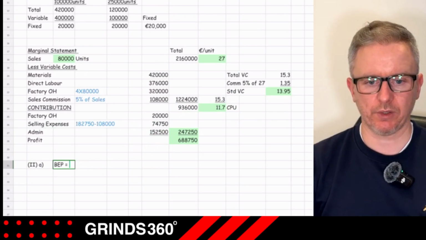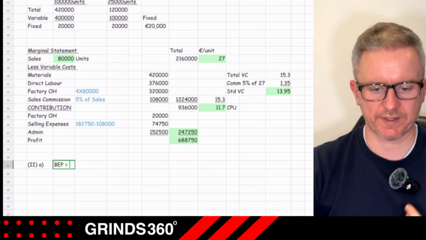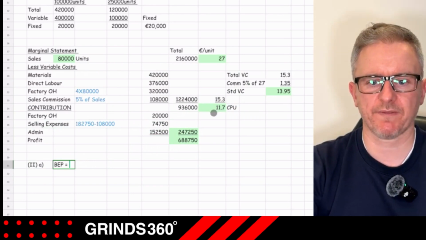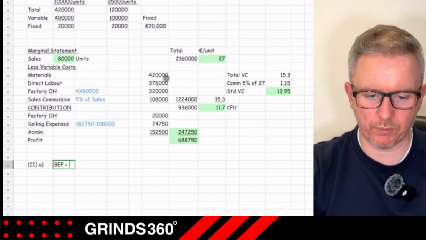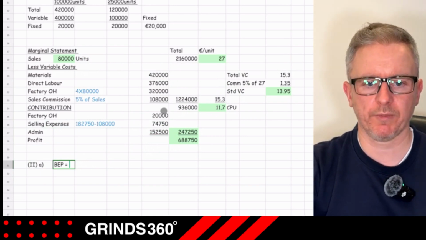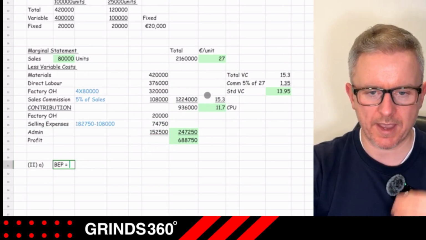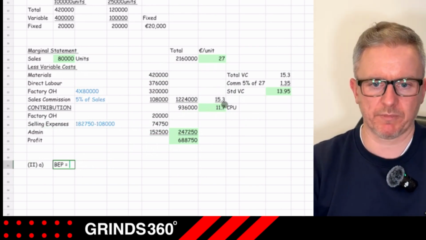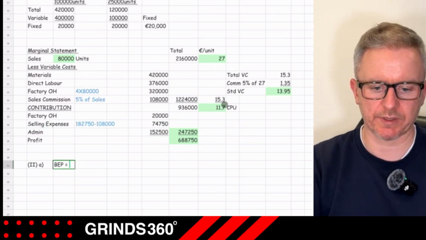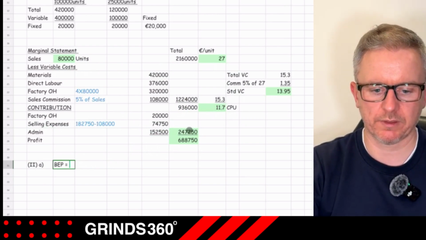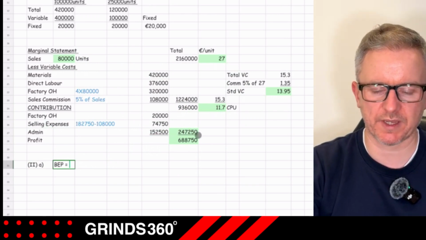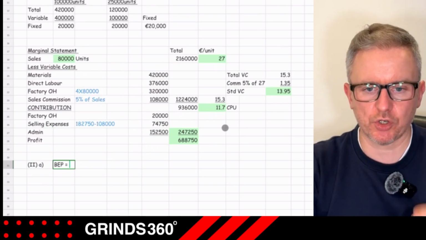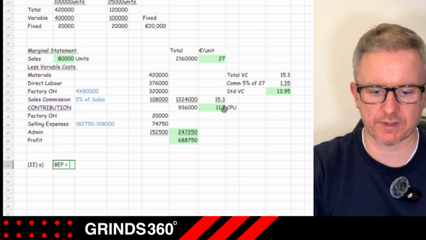So if we look at that, we're saying that every unit we sell brings in €11.70, all right? So we know what my sales figure is going to be, and we know what my variable costs are going to be. Every single time I sell a unit, I'm bringing in €11.70. That's the profit I have made by selling that unit. But I still have to cover these fixed costs of 247,250. So to break even, to just cover those costs, how many units would I need to sell?